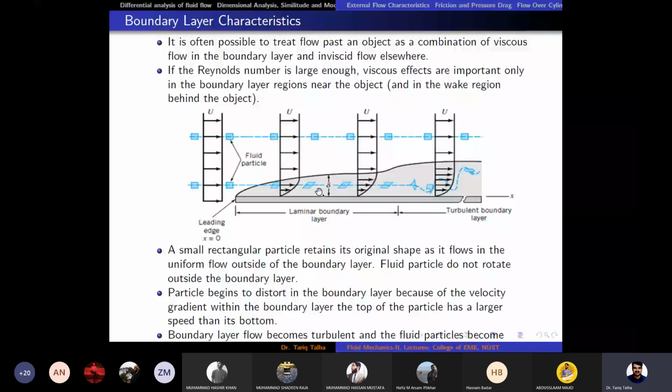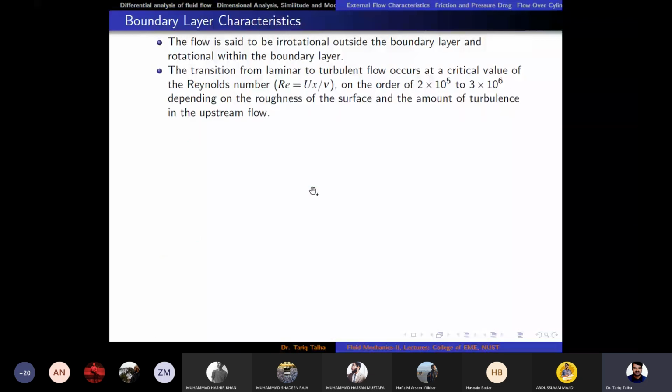Now, the transition from laminar to turbulent flow occurs at a critical value, right? For a perfectly smooth plate it is 5 lakh, but usually the plates have some finite roughness, so the flow transition for a normal plate would occur between 2 lakh to 3 lakh, depending upon the roughness and the amount of turbulence in the upstream flow.